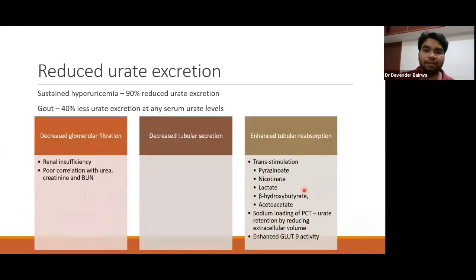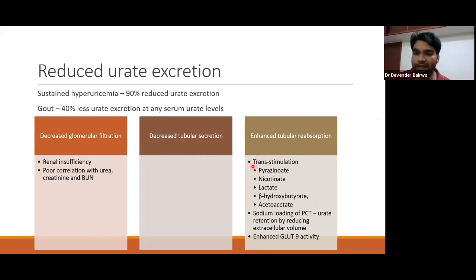Then there can be three different things. They can be reduced GFR, because generally in renal insufficiency, as blood flow to the kidney or GFR reduces, there will be reduced excretion of uric acid in the urine. But this level of uric acid has poor correlation with increasing urea, creatinine, and blood urea nitrogen. Then there can be decreased tubular secretion, which occurs when multiple substances are interfering, or there can be enhanced tubular resorption.